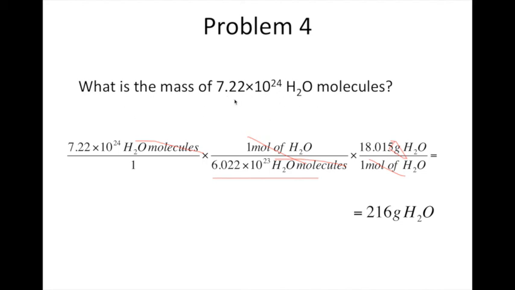So 7.22 times 10 to the 24th water molecules is equivalent to 216 grams of water. So be sure you can perform these calculations readily, understand the strategy, and be able to convert from grams to moles, moles to molecules, or vice versa.